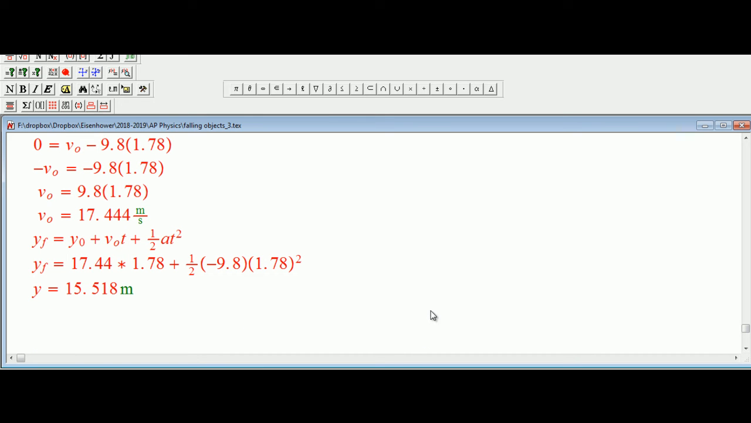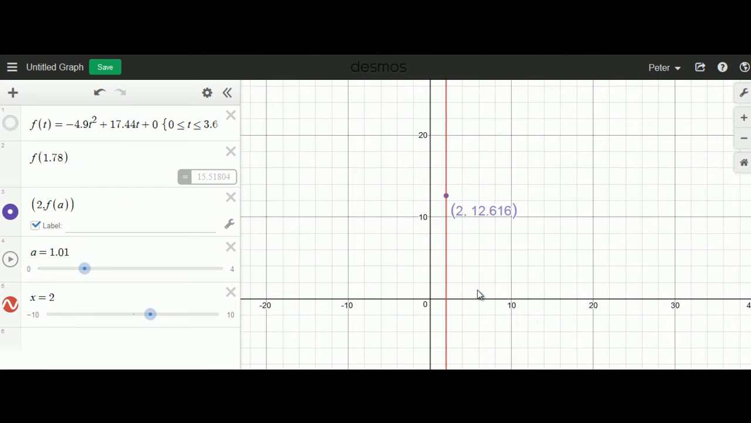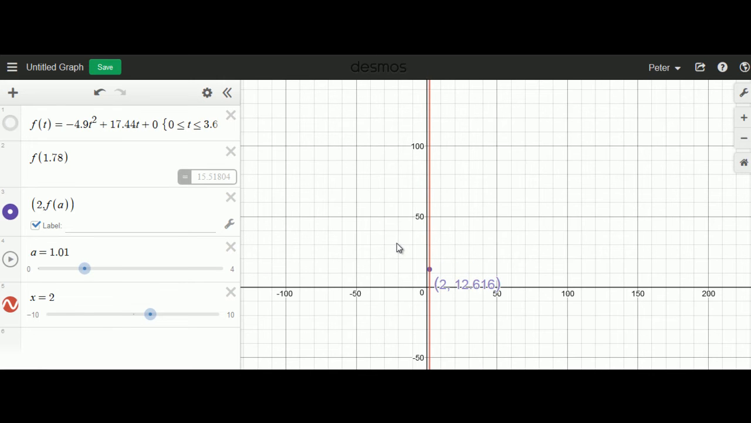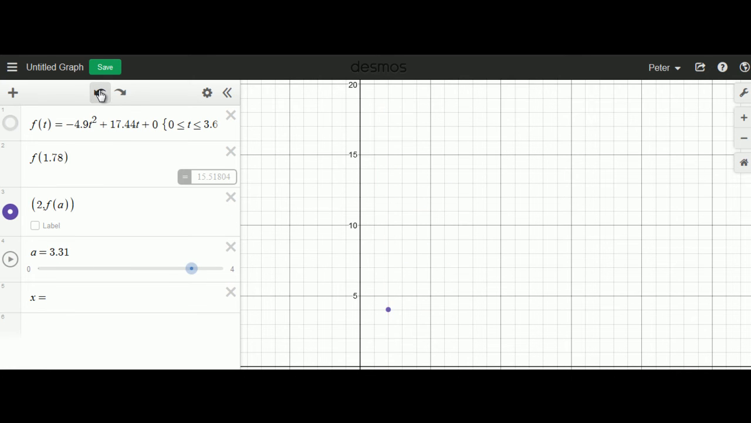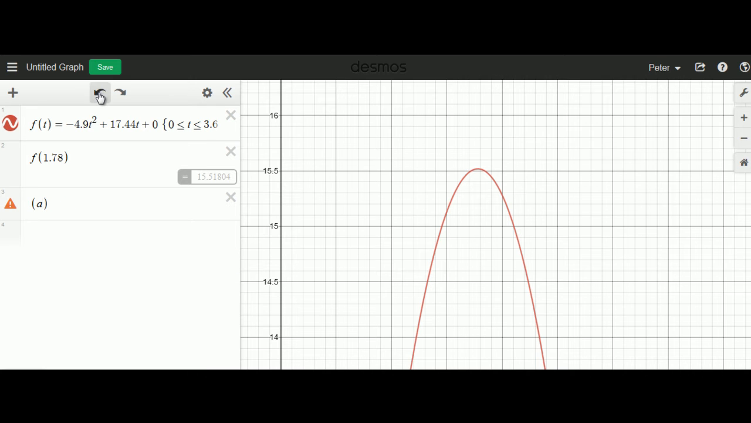Let's throw this over to Desmos and see what happens. In Desmos, I came over here again and created my function. Let me just undo what I did. Back out a little bit so you cannot freak out. I know my function is negative 4.9 t squared. Alright, there it is at the top. I know my time should be 1.78, so at that position I should get 15.5184, which I do.